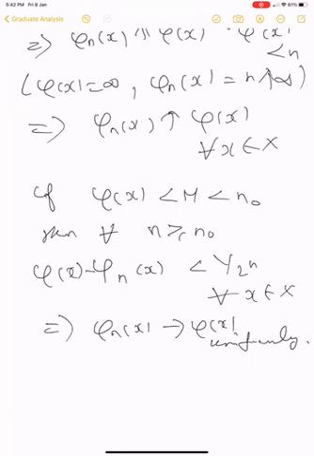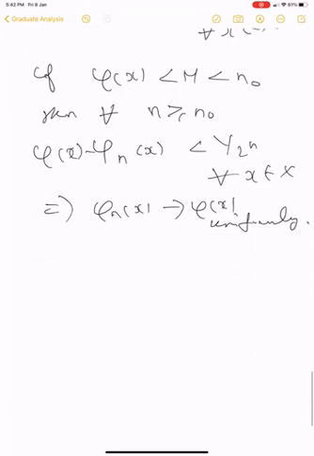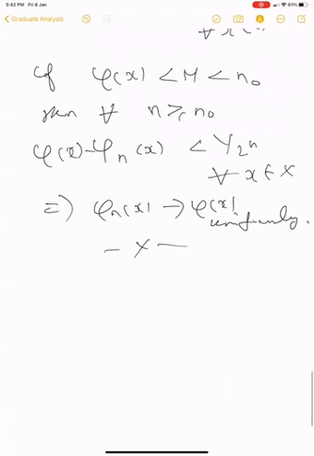Let us define the integral. So how do we define the integral? First, we want to define it for a simple function. After defining it for a simple function, we want to define it for any positive measurable function.